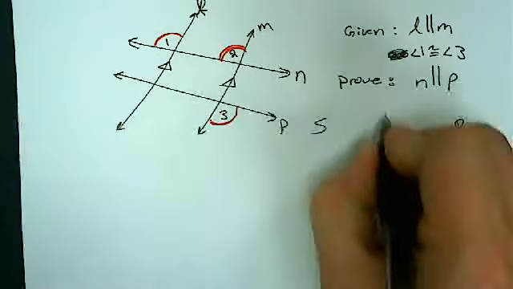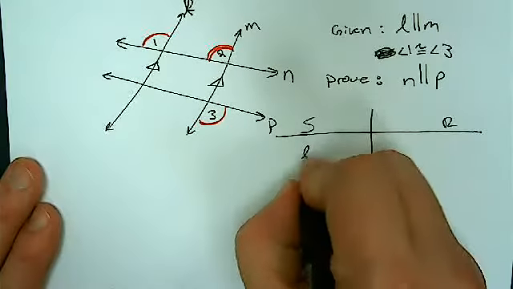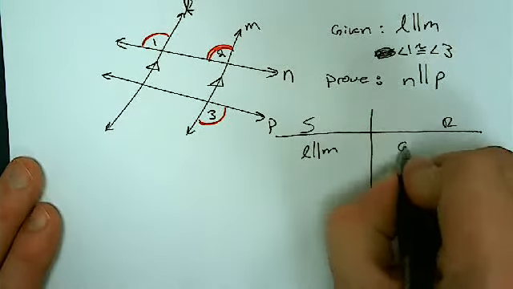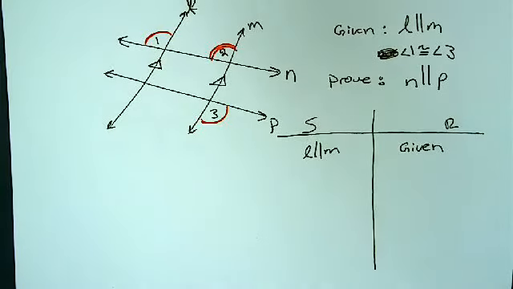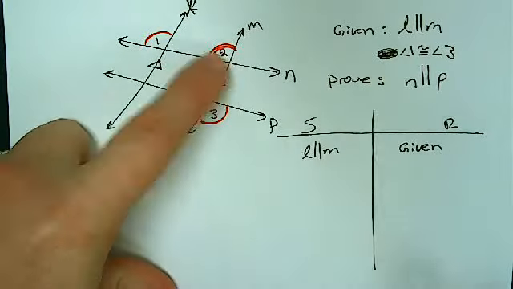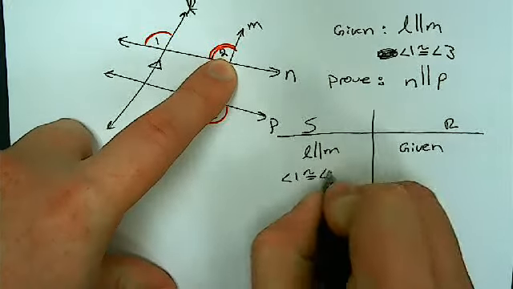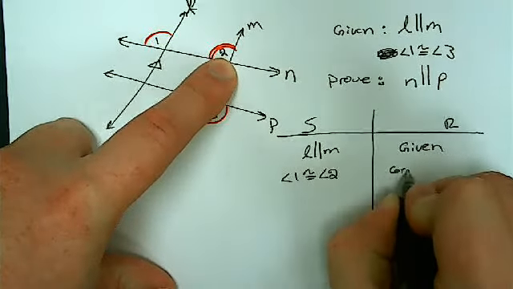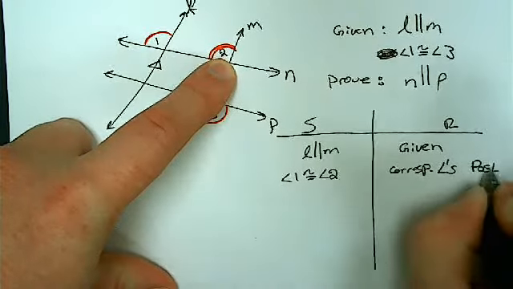Statements, reasons. Initial statement, L is parallel to M because it's given. I'm not even going to write my other given yet because I immediately want to remember, hey, that means 1 and 2 are congruent because of the corresponding angles postulate.